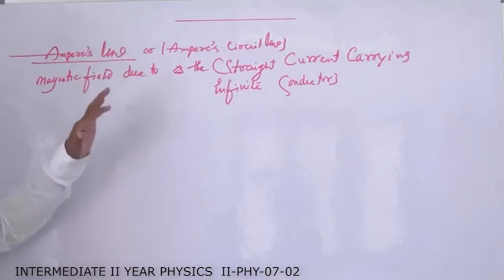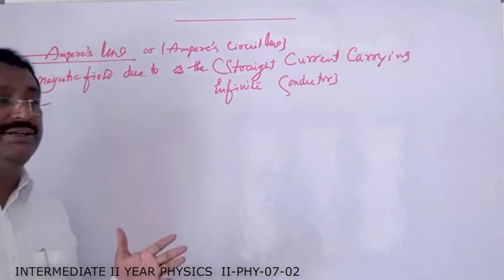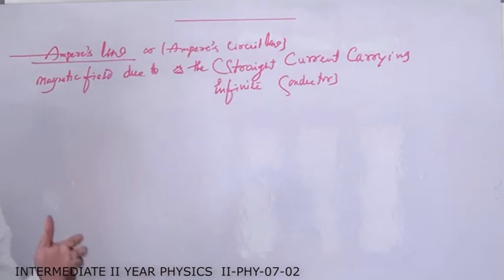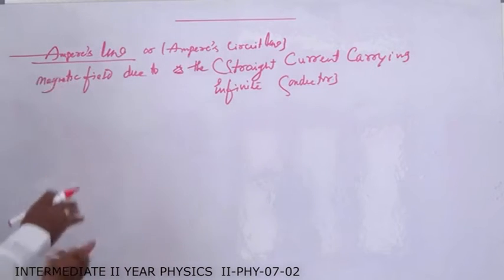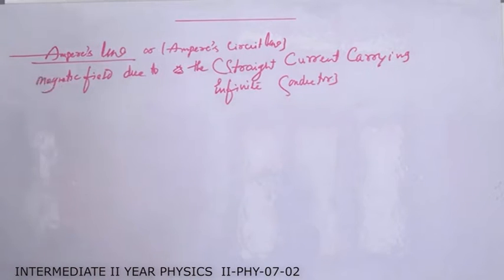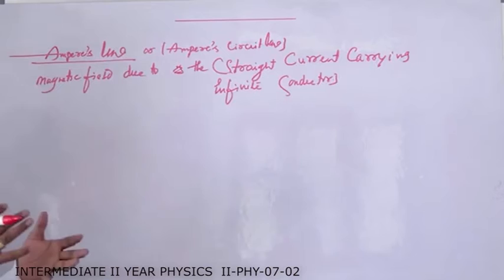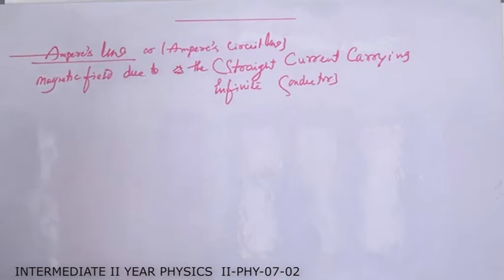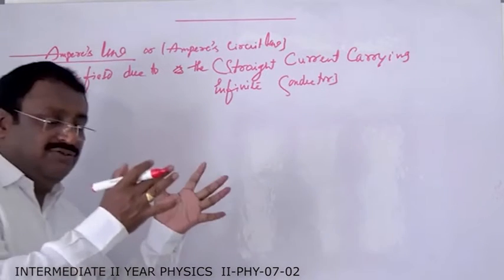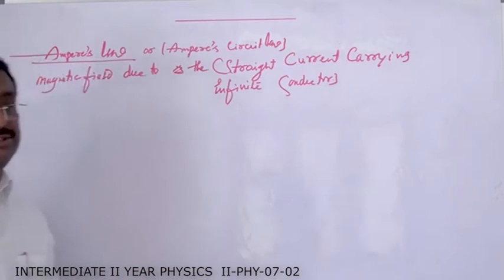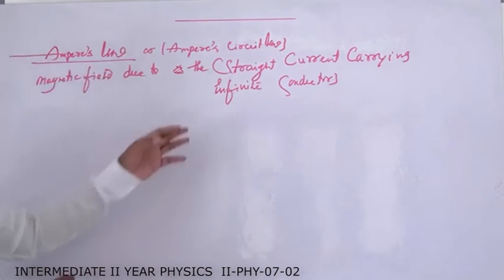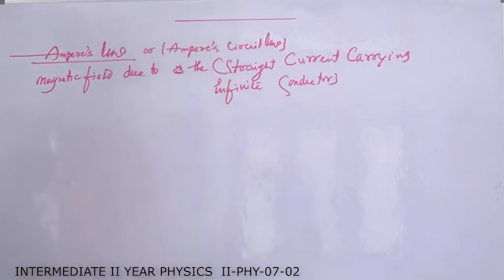Of course, Ampere's law also gives the relation between symmetric current and the magnetic field produced by it. What is symmetric current? The current which is not fluctuating with time. Along with time, the current in the conductor is constant. That is why it is called symmetrical electric current. It is applicable for symmetrical electric current.